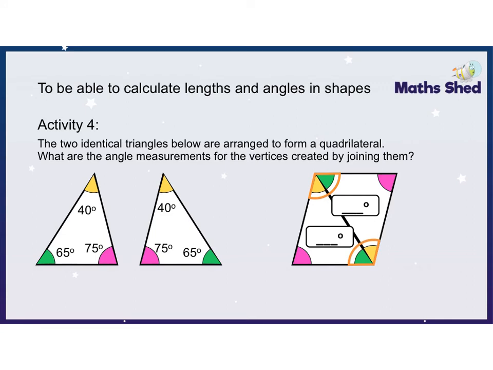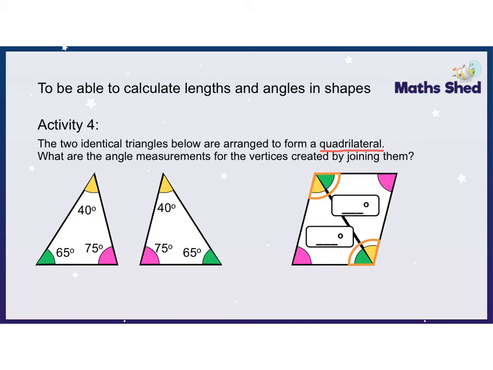Okay, so this is a nice question. The two identical triangles below are arranged to form a quadrilateral. Now, a quadrilateral is a shape that has 4 straight sides. So a square is a quadrilateral. A rectangle is a quadrilateral. A parallelogram is a quadrilateral. A rhombus is a quadrilateral.